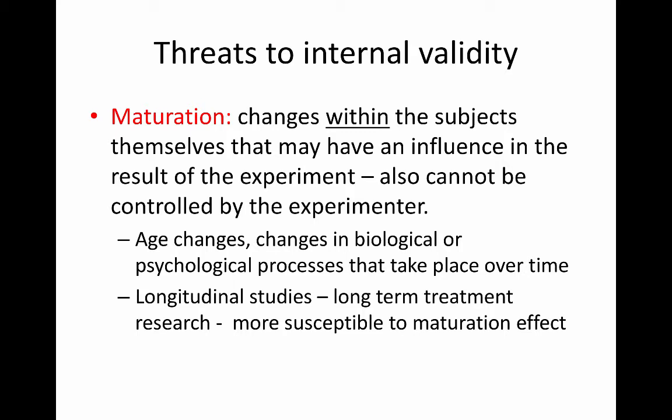Another example is maturation, changes within the subject themselves that may have an influence on the results of the experiment. This also can't be controlled by the experimenter. So any sort of age changes, changes in biological or physiological processes that take place over time. This could be a problem in longitudinal studies. Long-term treatment research makes people more susceptible to maturation effects.